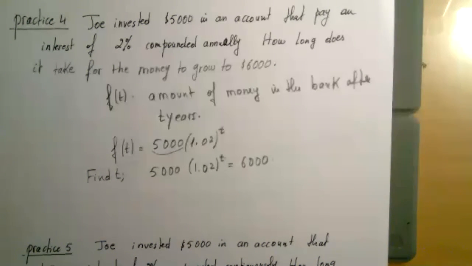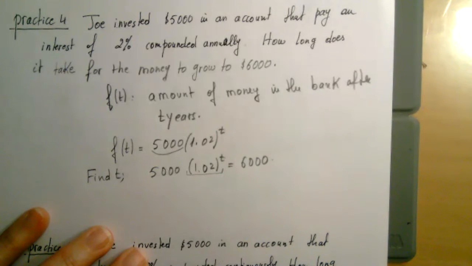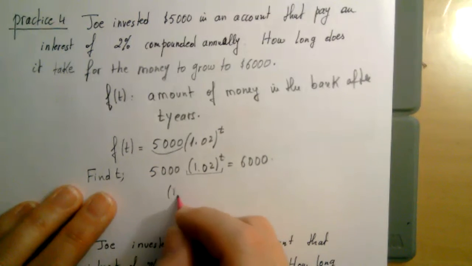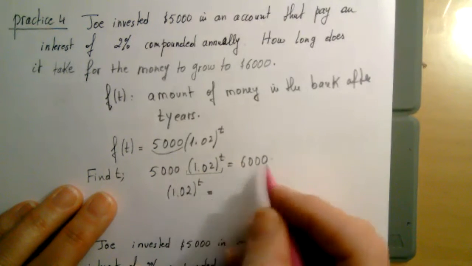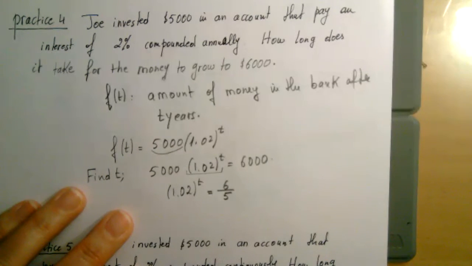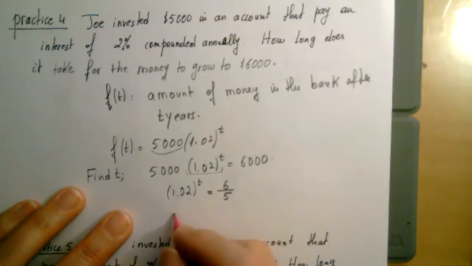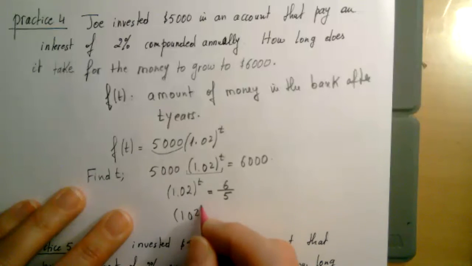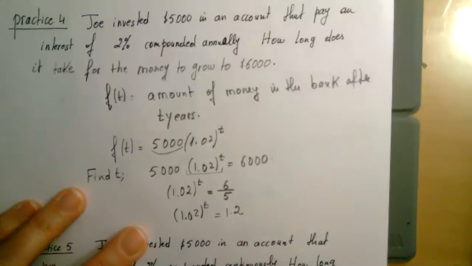This is obviously a problem like what we've been doing. We need to isolate the exponential term. So we divide by 5,000 both sides. So I will have 1.02 to the power t equals 6,000 over that. It means 6 over 5. Now 6 over 5, I think that's a very nice number, right? 1.2. It's 1.2. Because it's a nice number, we don't have to worry, we're not rounding or anything.